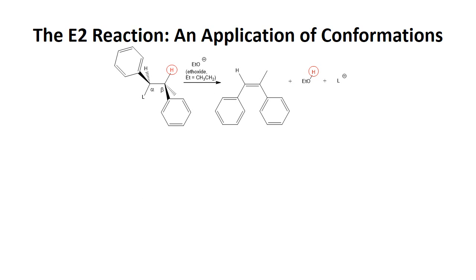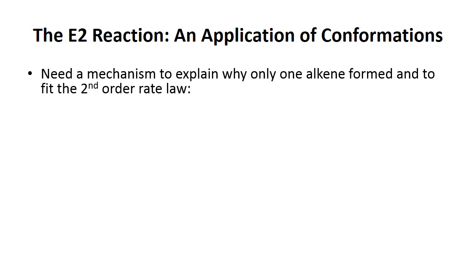Now, it may seem surprising that in this E2 reaction, you see those bulky benzene rings on the same side of the alkene. They're cis to each other, which creates a lot of steric strain. How come the benzene rings can't be trans to each other? So we need a mechanism to explain why only one alkene formed and to fit the second order rate law. And that mechanism is shown below.